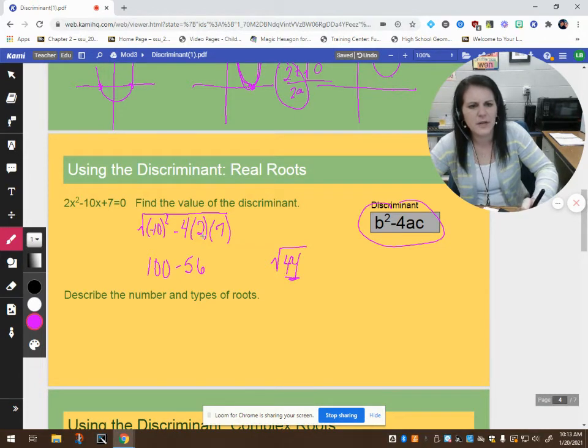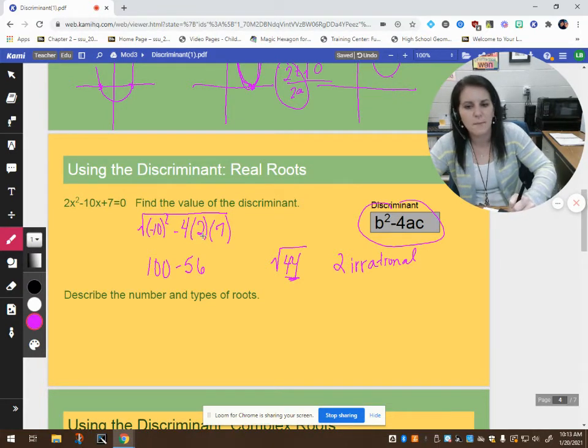Is this a perfect square? No, it's not. So I know it's positive. It's greater than 0. So I know that I'm going to have 2 roots, but they're going to be irrational, 2 irrational roots, because I cannot take the square root of 44 and get a whole number. So I have 2 roots and they are irrational.